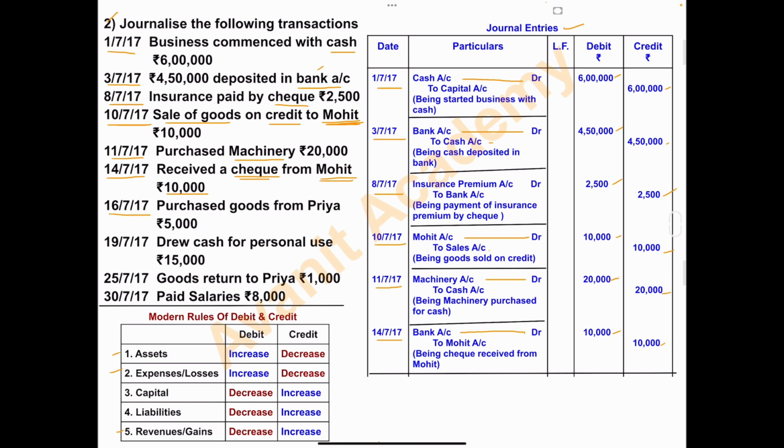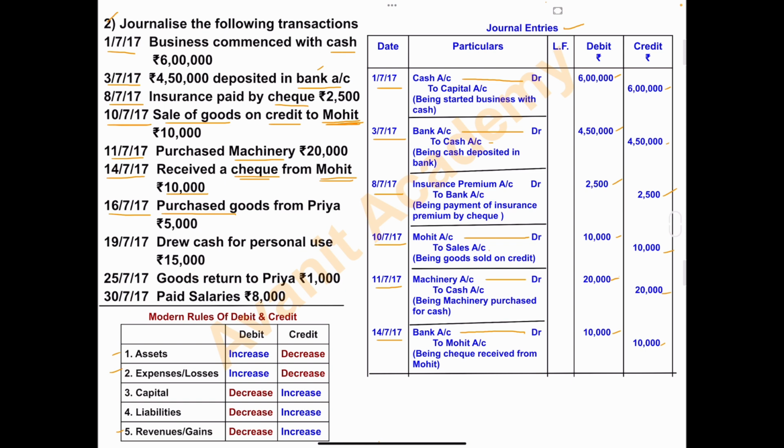On 16th July, purchased goods from Priya rupees 5,000. Purchasing of goods is an expense. So in this transaction, we have to prepare purchases account. As I told you, when you purchase the goods, you should not prepare goods account. You have to prepare purchases account. Okay, for buying and for selling the goods, you have to prepare purchases account and sales account.